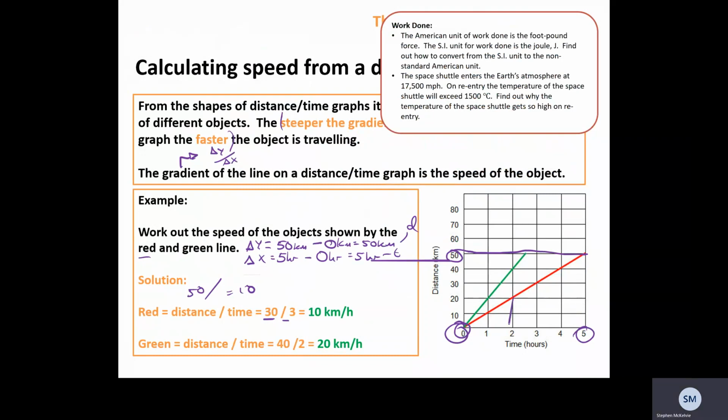Choose any points in these lines. Forgot to mention, you can choose any of the points in any of these lines to find the speed. The only time you'd have to find a different gradient is if the gradient of the line changed. See?